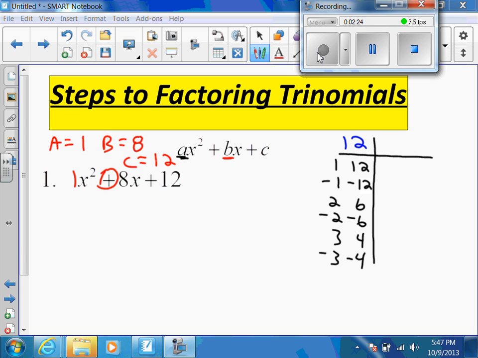Now we're going to add up the factors. 1 plus 12 is 13. Negative 1 plus negative 12 is negative 13. 2 plus 6 is 8. Negative 2 plus negative 6 is negative 8. 3 plus 4 is 7. Negative 3 plus negative 4 is negative 7.